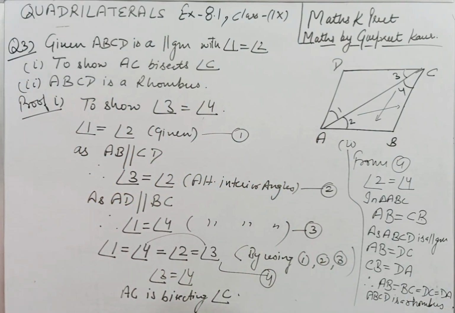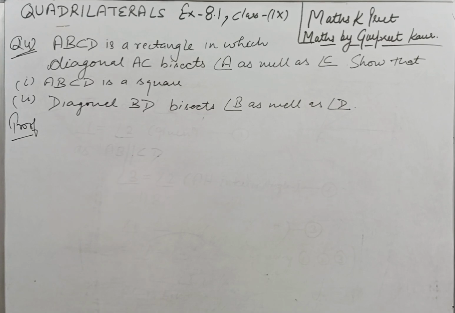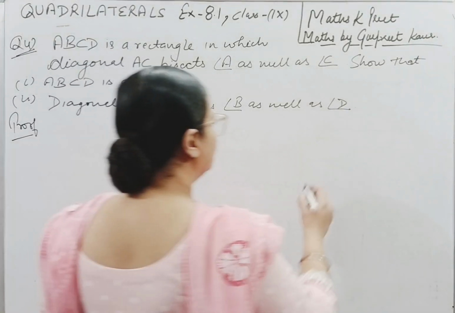Hope you understood. Let's see the next question. So the question number 4 is saying ABCD is a rectangle. Figure is not given to us. Let's draw it.